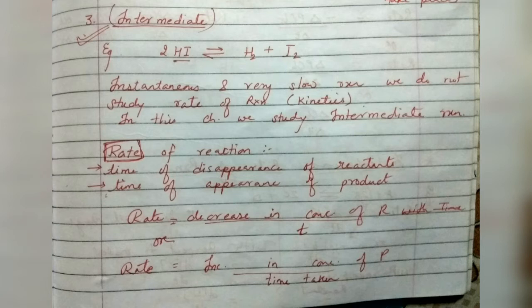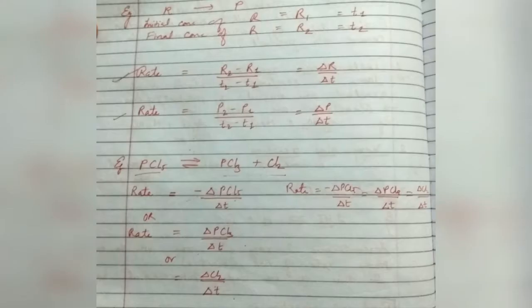Okay, rate of reaction. What does rate of reaction mean? It is the time of disappearance of the reactant, or else you can say the time of appearance of the product. Rate is equal to the decrease in the concentration of the reactant with respect to time, or rate is equal to the increase in the concentration of the product divided by the time taken. Either the disappearance of the reactant with time, or how much product is forming with time, that is going to give you the rate of reaction.